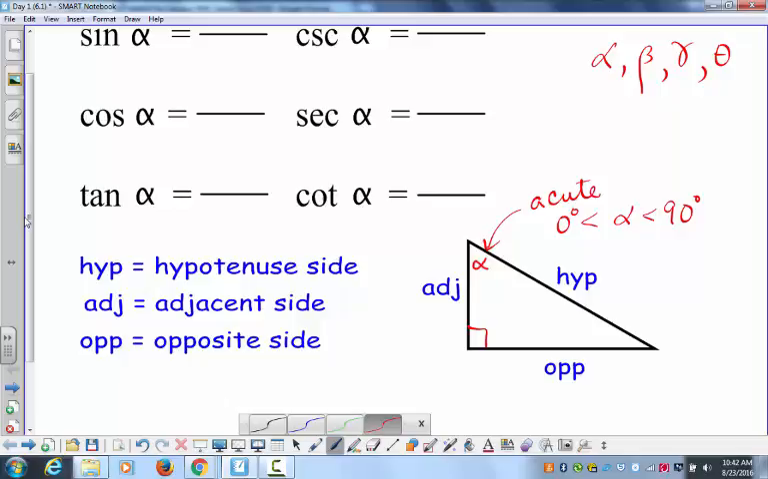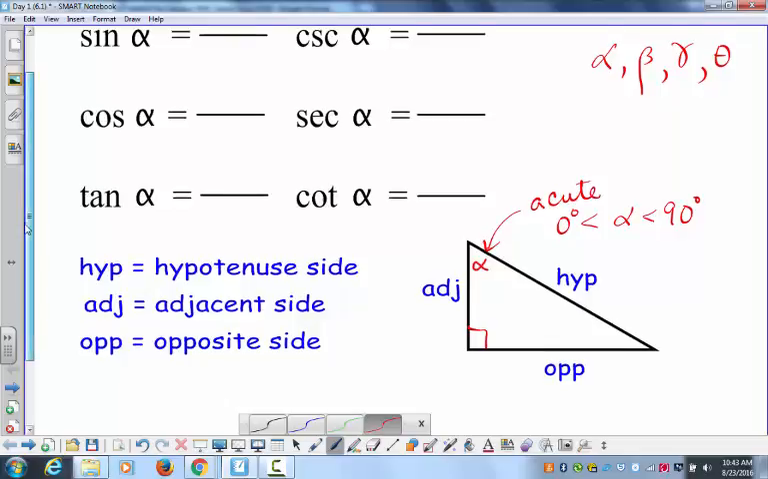When we label the sides of this triangle with these words, adjacent, opposite, hypotenuse, we're talking about those words in relation to the angle that we've identified, the acute angle that we've identified. So for that acute angle alpha, this is the adjacent side, this is the opposite side, and that's the hypotenuse. If we were looking at the angle down here, that would be different. For the angle in the lower right corner, this would be opposite, and this would be adjacent. Hypotenuse still is the same. Hypotenuse is always the longest side in a right triangle.